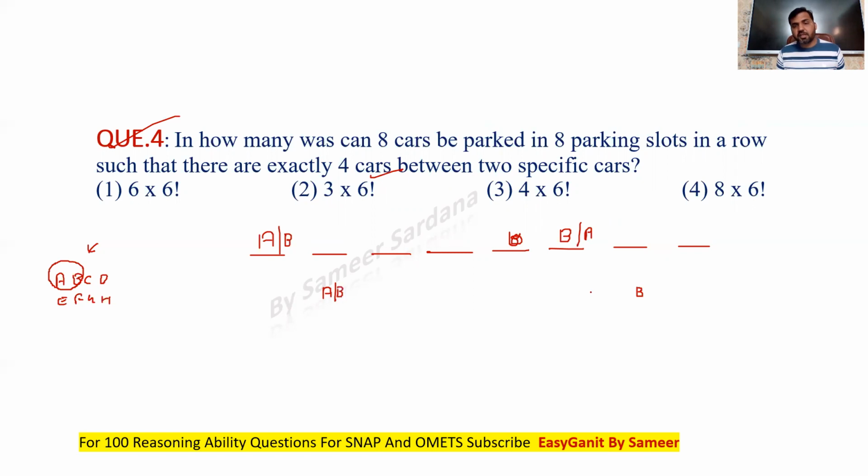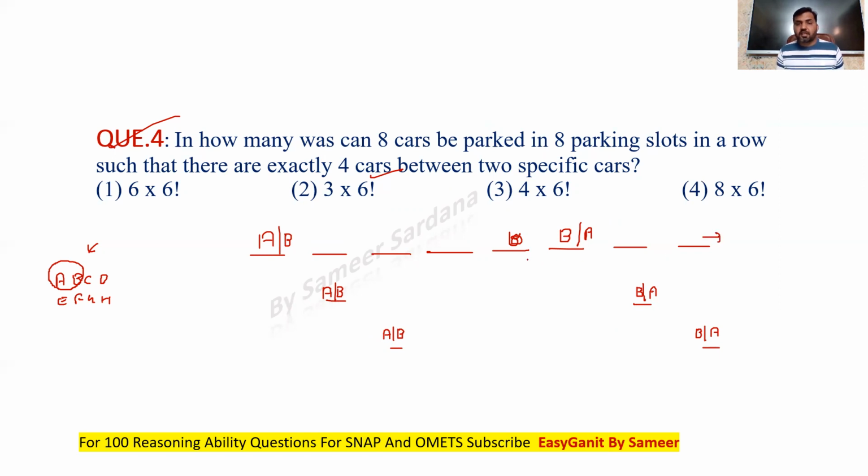Or if B is here, A has to be here, right? Third case would be if A is here, then B would be here. If B is here, A would be here, right? So I have 3 cases in which I can make sure that between these 2 specific cars, I have 4 cars in between, right?